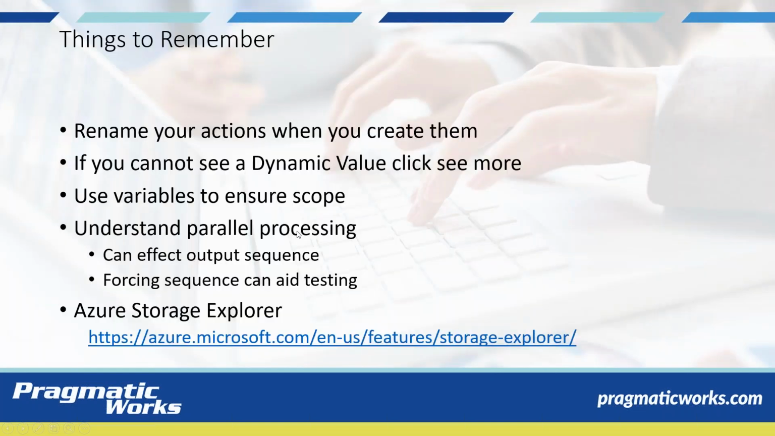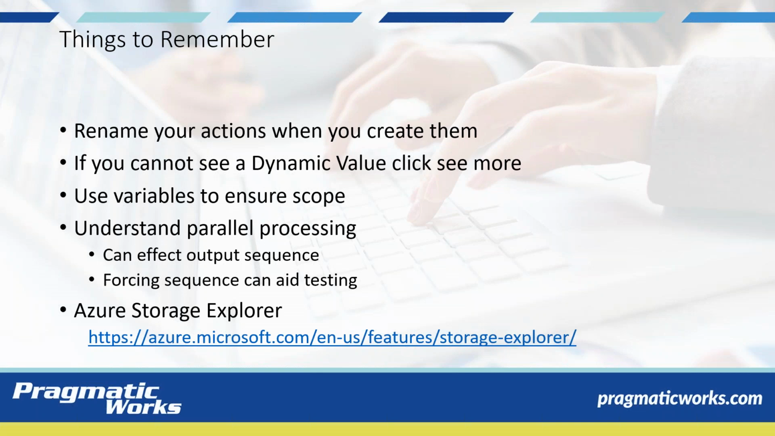But I also want to make sure we go through these things to remember. If you don't see something in a dynamic value, remember, click see more. It might be hidden. You can use variables to guarantee you'll get scope throughout the process. Make sure you check out your parallel processing.